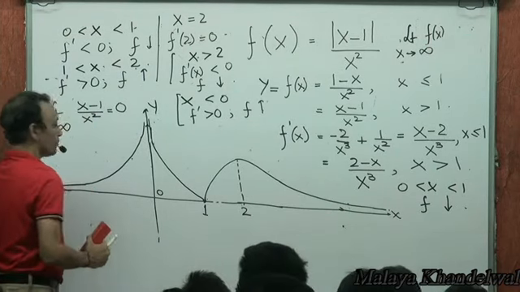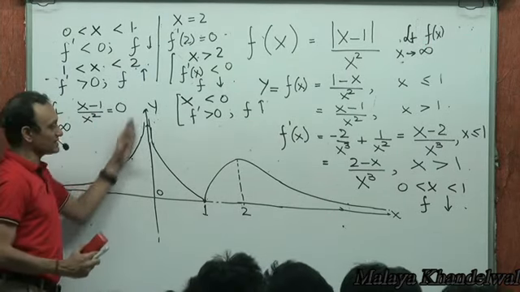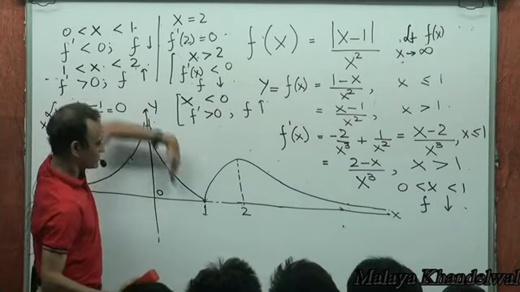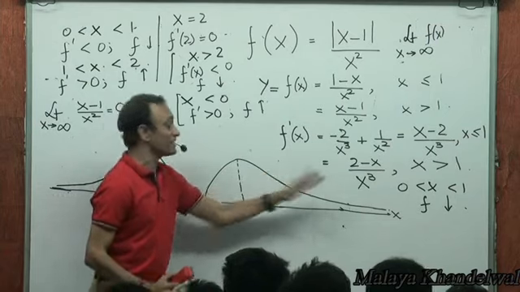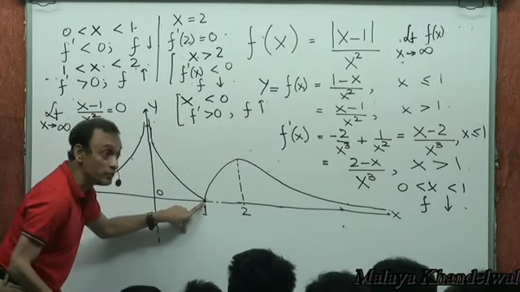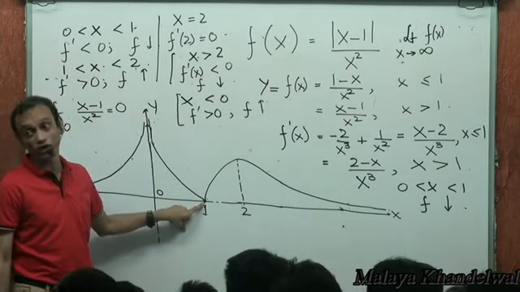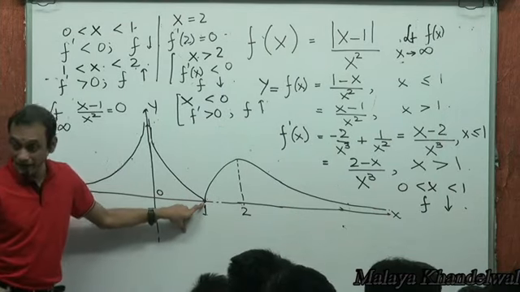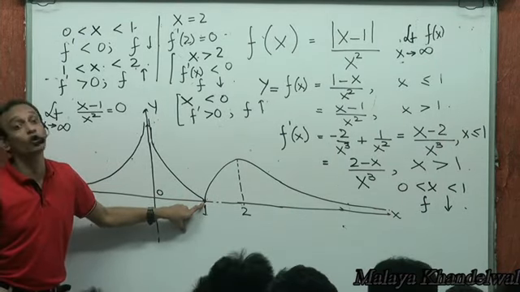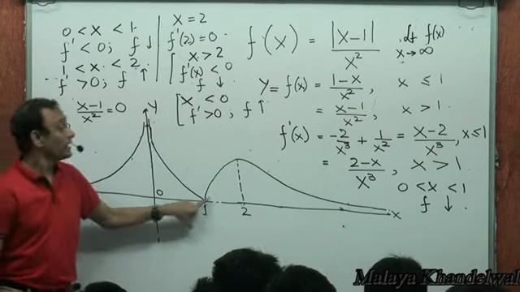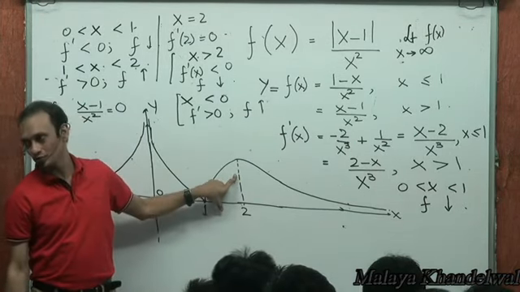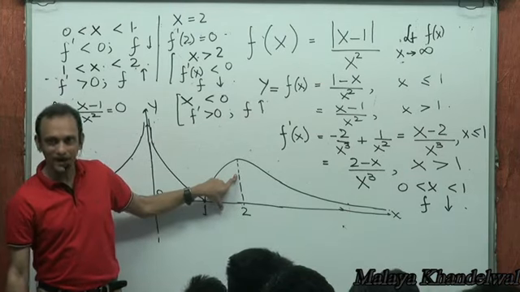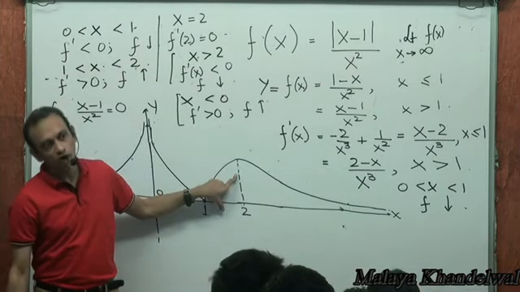Now you know, from minus infinity to 0, it's increasing. From 0 to 1, it's decreasing. 1 to 2, it's increasing. 2 to infinity, it's decreasing. It has one local minimum. This is a local minimum, even though the function is differentiable at this point. X equal to 1 is still a local minimum, right? X equal to 2 is a local maximum of the function. Yes or no? Right? Got me?